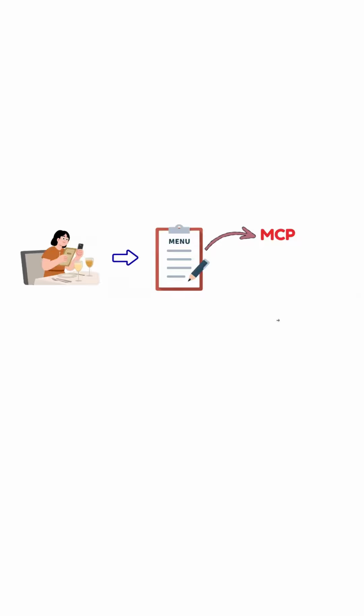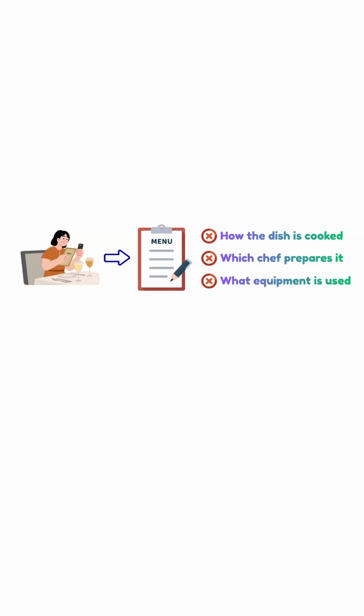A menu tells the customer what dishes are available, what each dish does, how to order it, and it doesn't explain how the dish is cooked, which chef prepares it, what equipment is used. In the same way, MCP defines a standard, structured way to describe tools. MCP helps us list tools by clearly defining their names, what they do, and what inputs they need, so the LLM knows exactly how to use them without guessing.